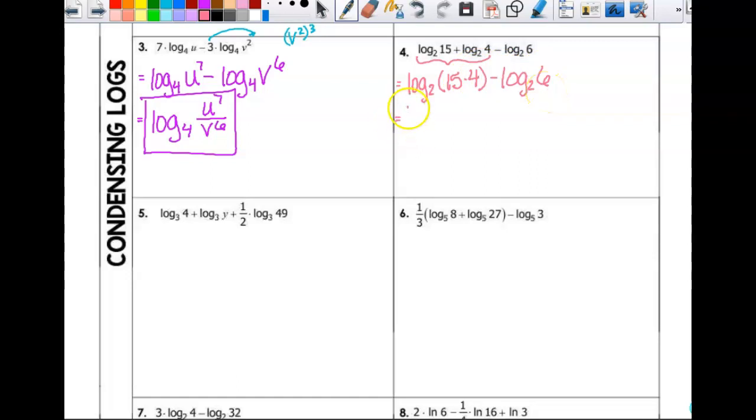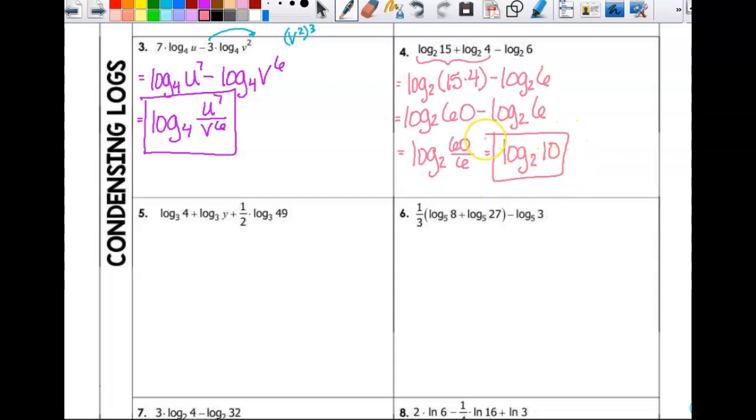What's 15 times 4? 60. So log base 2 of 60 minus log base 2 of 6. That subtraction, I condense it into 1, and it's 60 over 6. So that gives me log base 2 of 10.